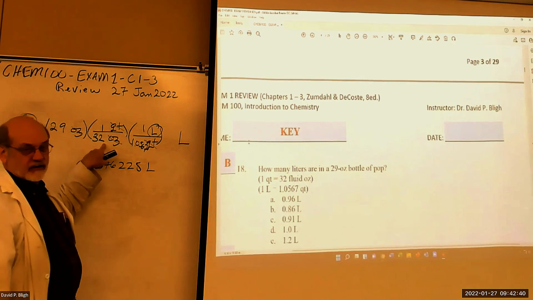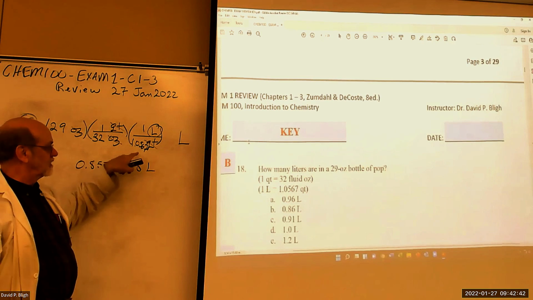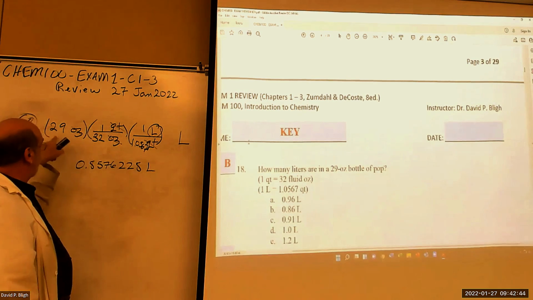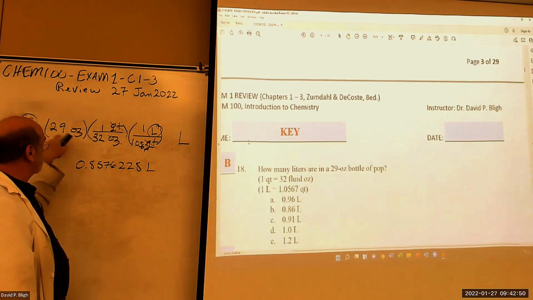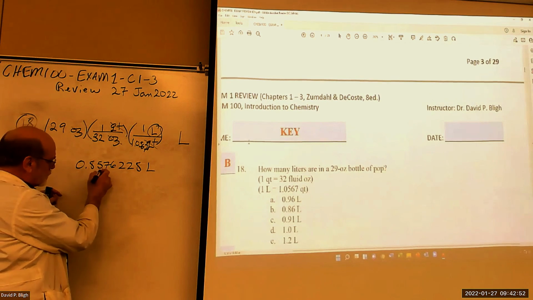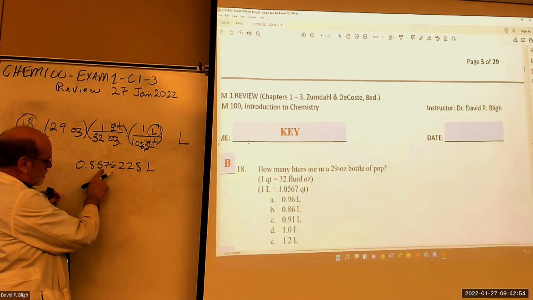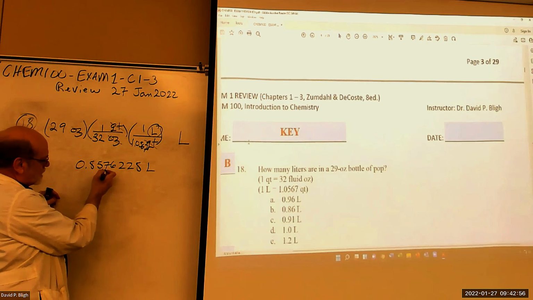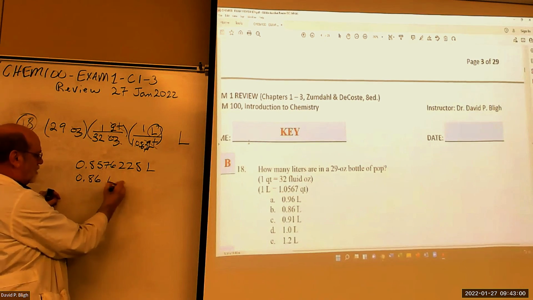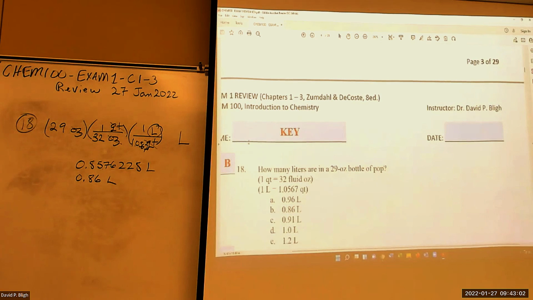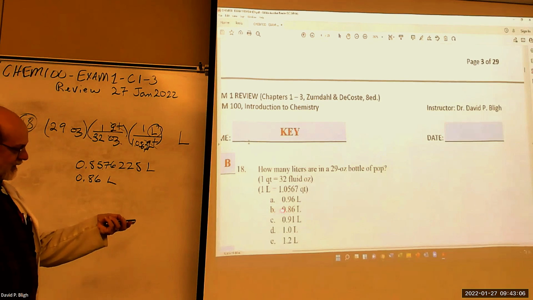This is a conversion factor. That's an exact number. That's an exact number. This is the only one that influences the significant figures in your answer. 2 of them. So we round off to 2 right here. That's a 7, so this rounds up to 0.86 liters. Okay? And there she be right there.